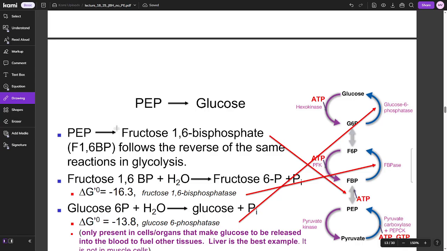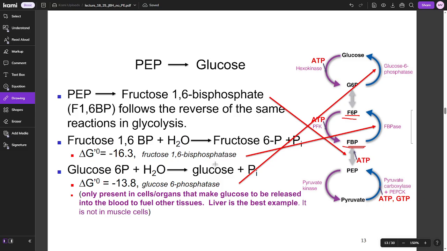From PEP, phosphoenolpyruvate, to fructose 1,6-bisphosphate, this is pretty much just the reverse reaction of glycolysis, except it uses a different enzyme. You recognize that fructose 6-phosphate to fructose 1,6-bisphosphate uses phosphofructokinase 1, which is just a kinase. Well, fructose 1,6-bisphosphatase is just a phosphatase that removes the phosphate off of it. That's all. There's nothing else to it, and it's still favorable.